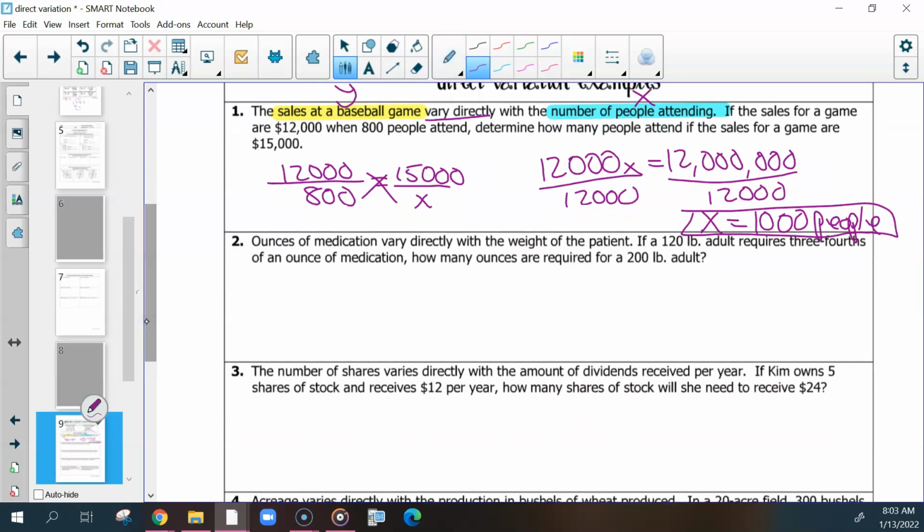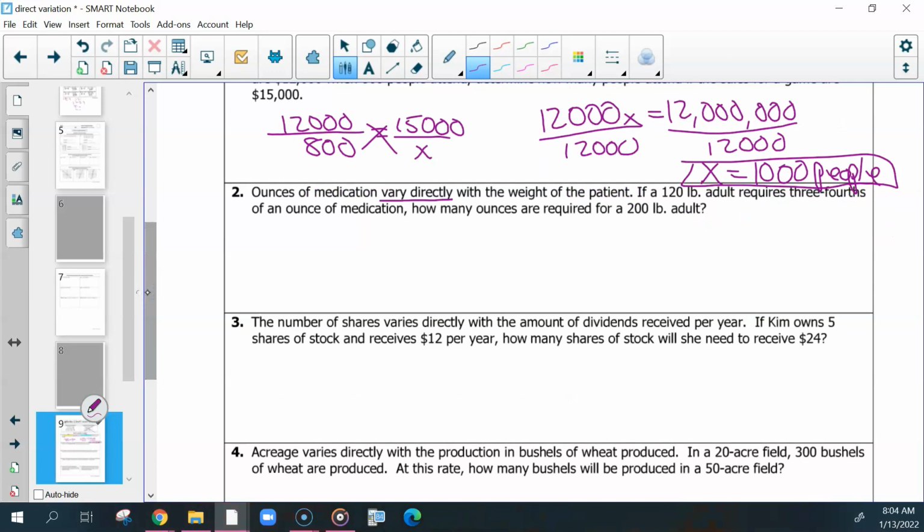For the second one, ounces of medication, very directly, there's that word again that tells us what we're doing. With the weight of the patient, if a 120-pound adult requires 3/4 of an ounce of medication, how many ounces are required for a 200-pound adult? So this one we're going to solve using the other method. So we need to know what our Y and X are.